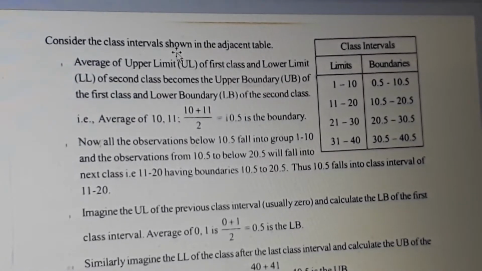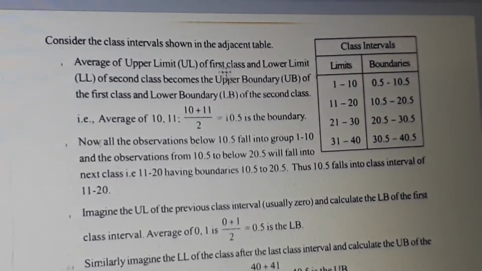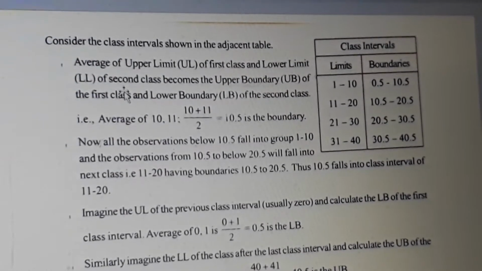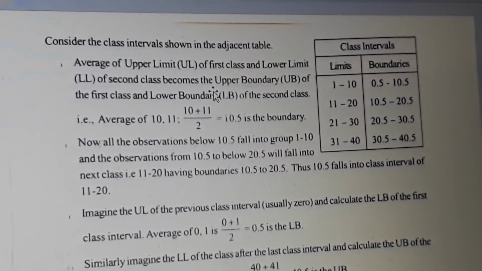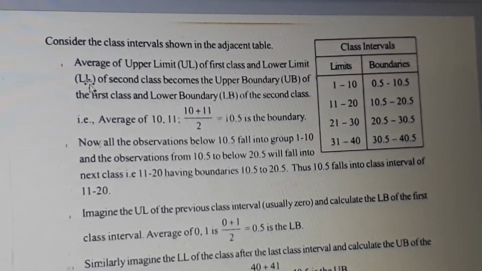Consider the class intervals shown in the adjacent table. The average of the upper limit, written as UL, of the first class and the lower limit, written as LL, of the second class becomes the upper boundary, UB, of the first class and the lower boundary, LB, of the second class. Some abbreviations are there: UL upper limit, LL lower limit, UB upper boundary, LB lower boundary.